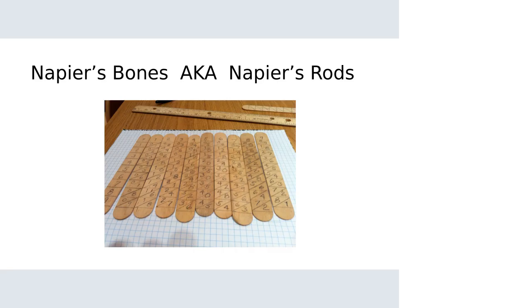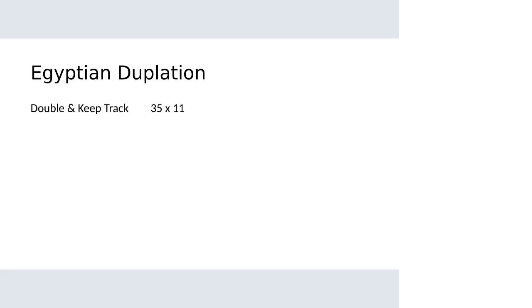Okay. I didn't want to spend too much time on it because we have to do 2 sections today. The next alternative method for multiplication we're going to look at was done by the Egyptians, and it's called Egyptian duplation. What we do in Egyptian duplation is we have 2 numbers, and we're going to double one of those numbers and keep track of how many we have.